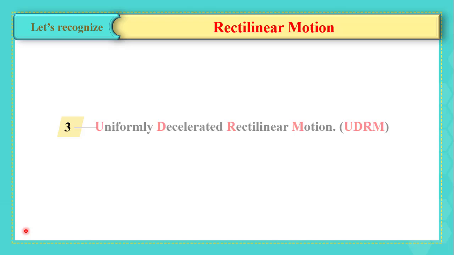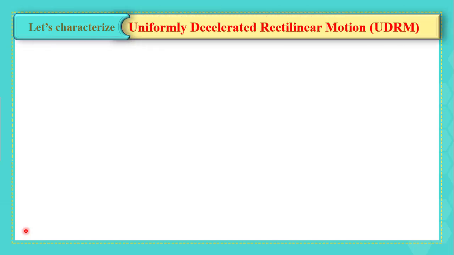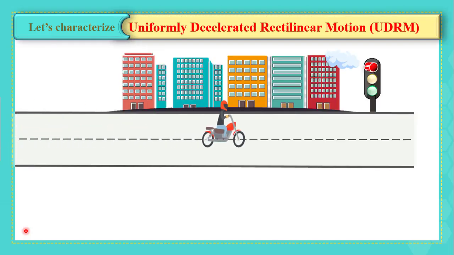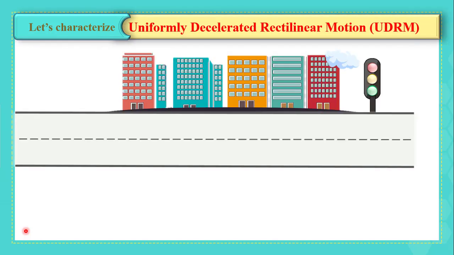Let's move now to the third type of rectilinear motion, which is uniformly decelerated rectilinear motion. If the driver is moving at a certain speed, 12 meters per second for example, and observes that the light of the traffic sign turns red, he applies the brakes until he stops. In this case, the driver's speed will decrease until it becomes 0.